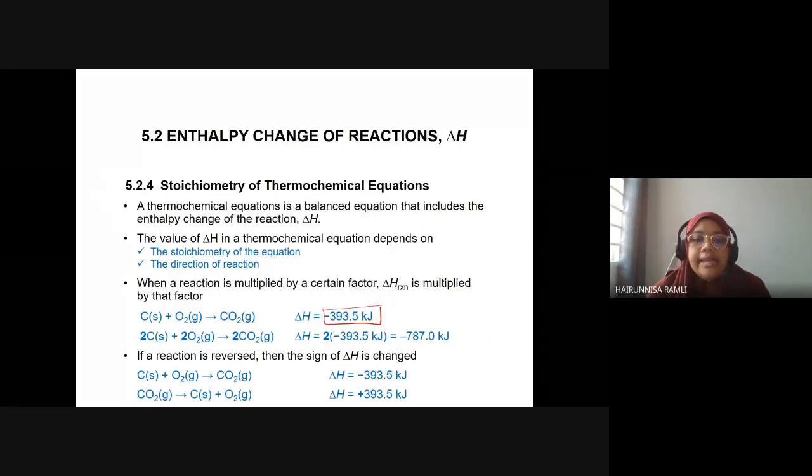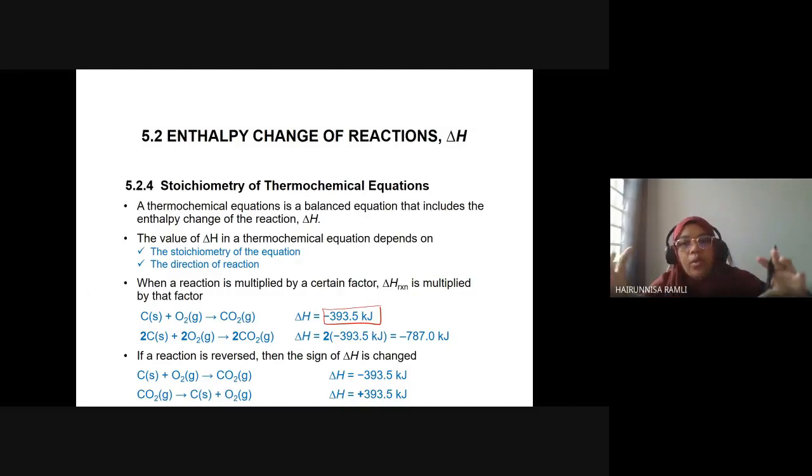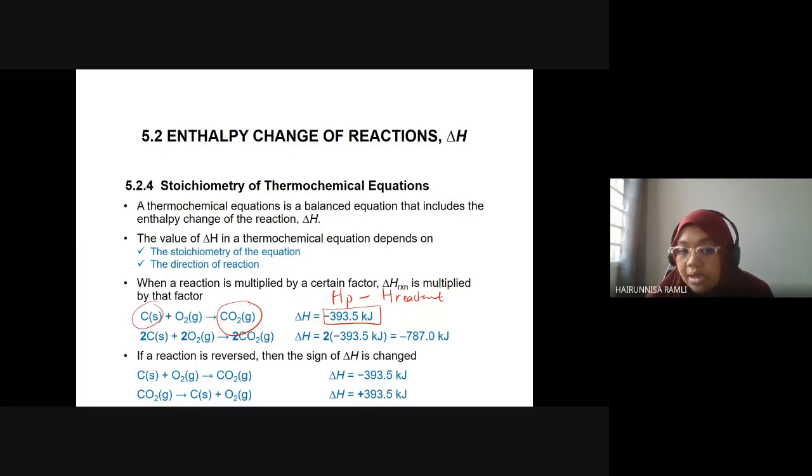Because this one is just related to the general equation. Means that the delta H is actually the H product minus H reactant. Okay, because this one although dia 1 mol tapi dia tak really specific. Basically we can say that this is the heat of formation of CO2 or we can also say this is the heat of combustion of carbon. The value would be the same. Tapi kalau dia tak letak per mol, kita boleh just consider as in general this value is actually product minus reactant lah.